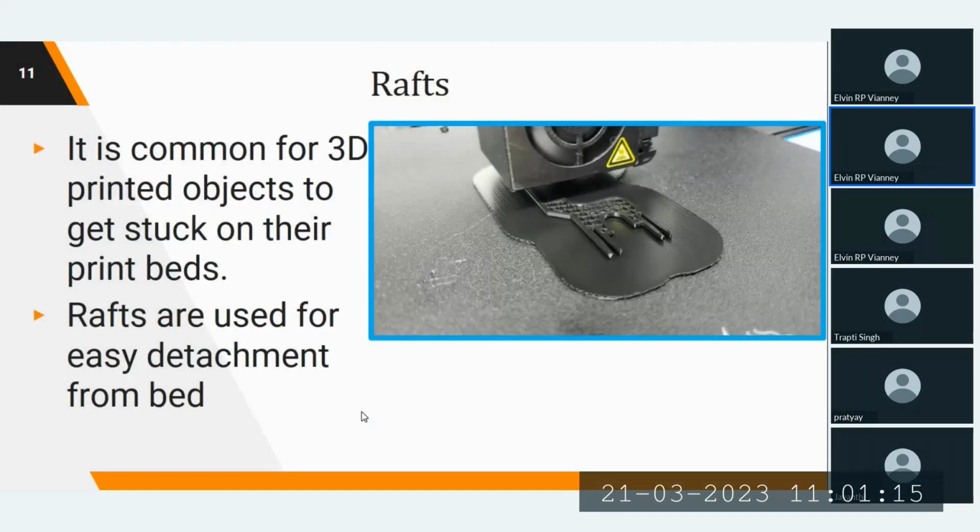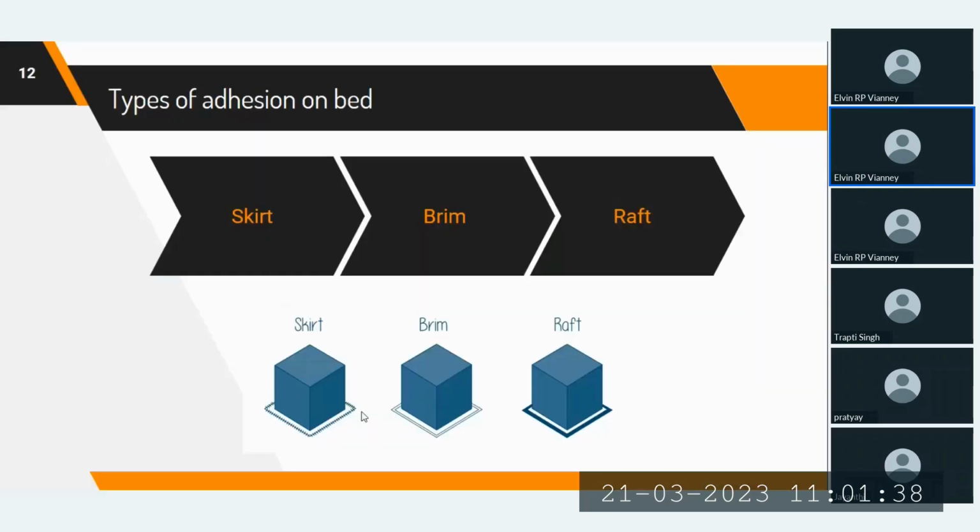The next one is raft, ma'am. This is completely for our printer, so the object can be removed from the printer bed. Otherwise we can't remove the object from the bed. So for that purpose, we are going for raft, for easy detachment only. So what are the types of raft? I'm going to give you a small explanation for that.